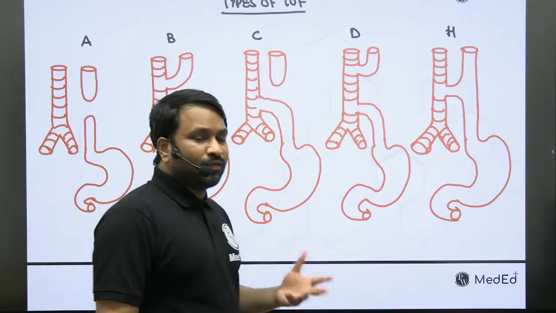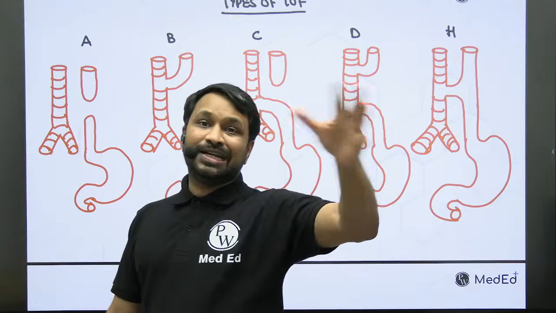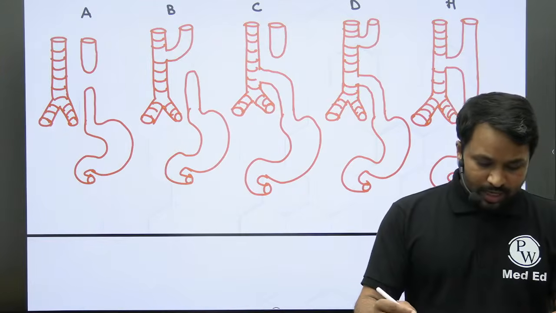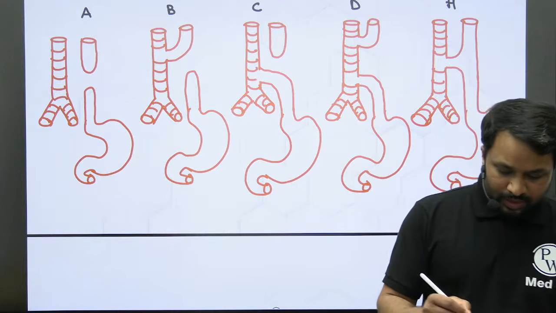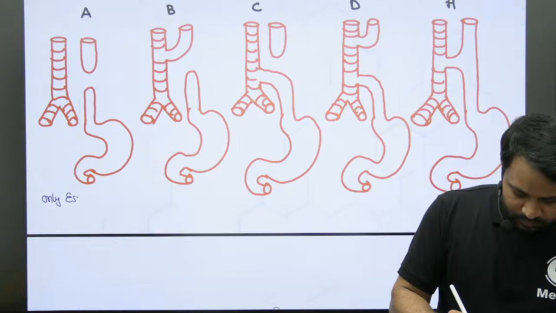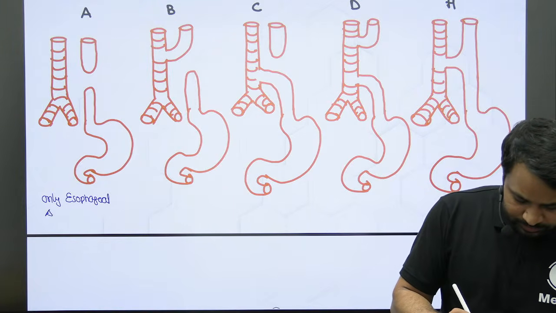What is the role of these varieties? When you have a different component, the presentation is going to vary, right? But you should know these are the possibilities that you have. Now, when you talk about it, remember the type A variety is what we call it as there's only esophageal atresia.